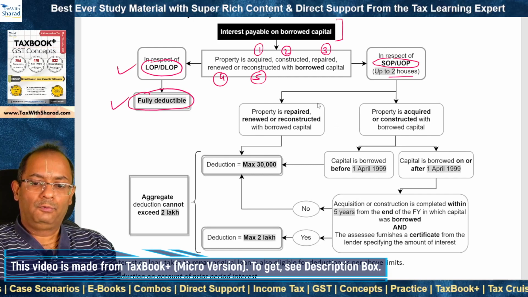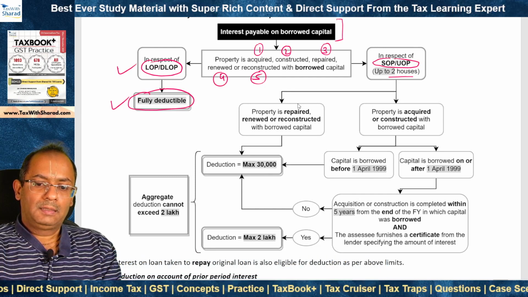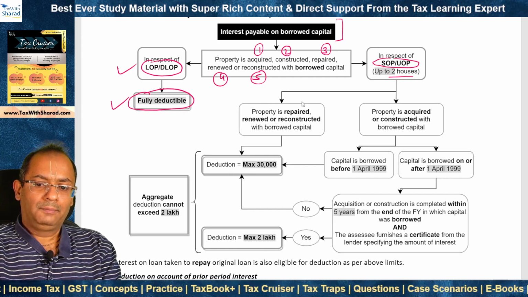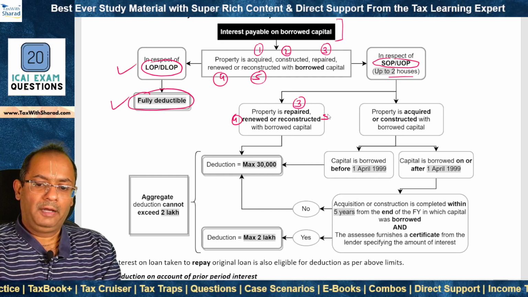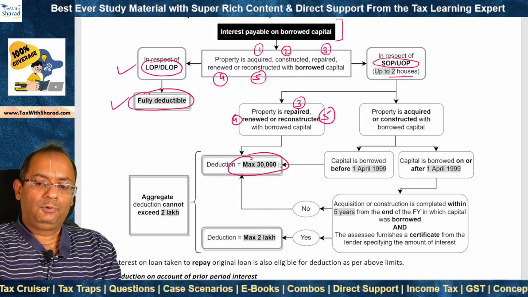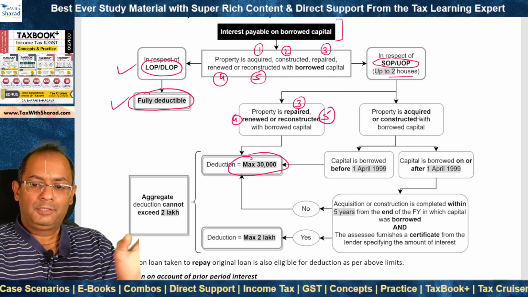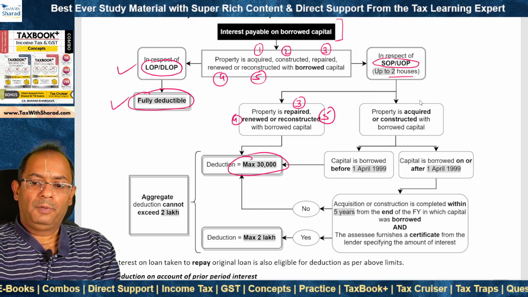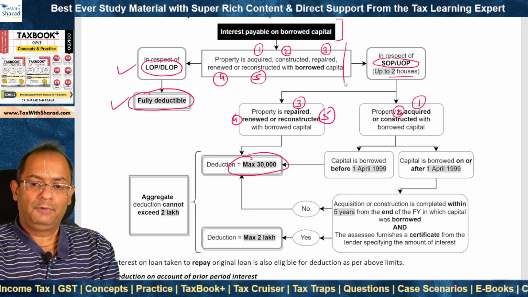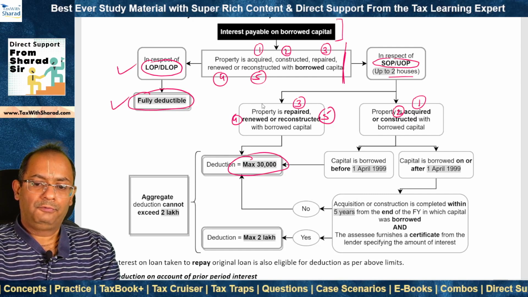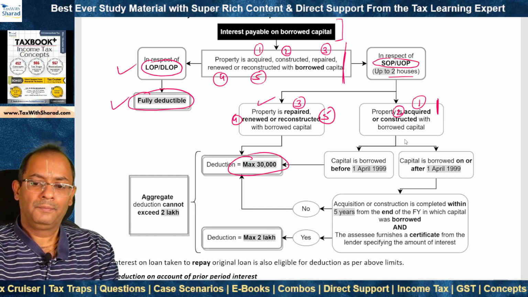And it depends on for what purpose is the amount borrowed. So where the property is repaired, renewed, or constructed, that means number 3, number 4, and number 5, then the deduction is allowed up to a maximum of 30,000. Okay. Beyond this, if interest is payable, it is not allowed as deduction. If the property is acquired, number 1, or constructed, number 2, with borrowed capital. So out of these 5, number 3, 4, 5 are covered here, deduction 30,000, and number 1 and 2, acquisition or construction, is covered here.